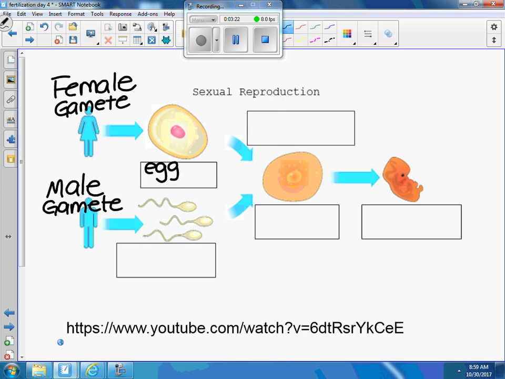The egg has instructions. What do we call instructions that organisms have? That's inside the nucleus. Yeah, it's DNA. But the egg doesn't have all the DNA, doesn't have all the instructions. What percentage of instructions does it have? It only has half of the DNA.